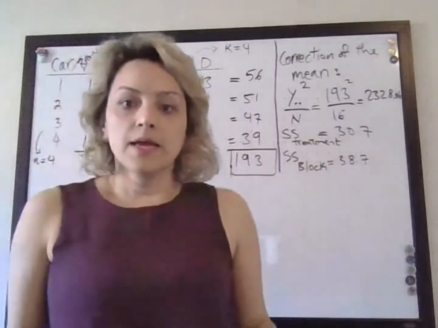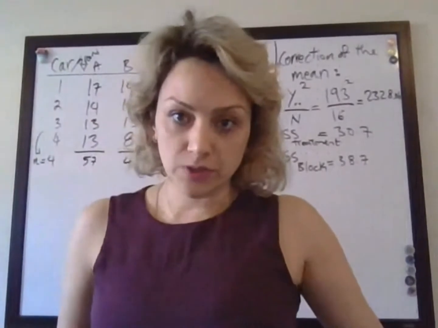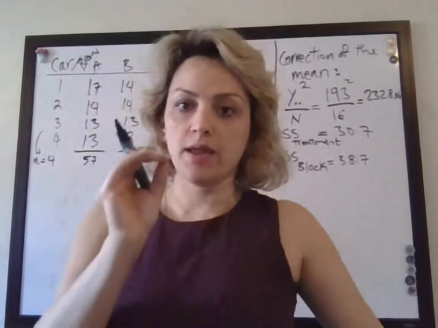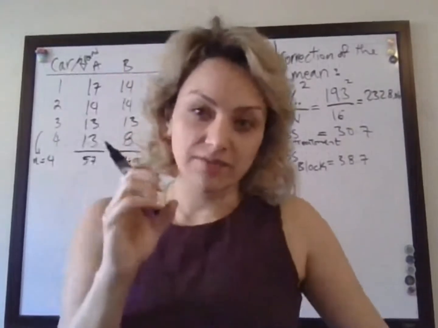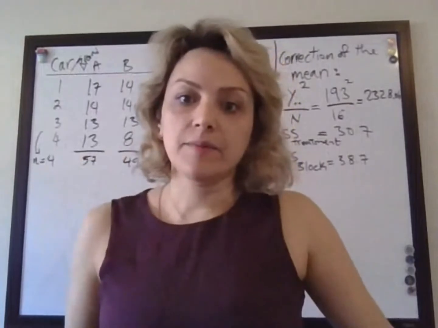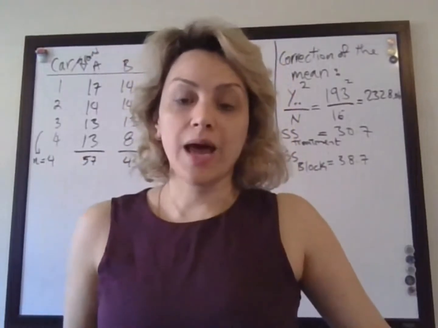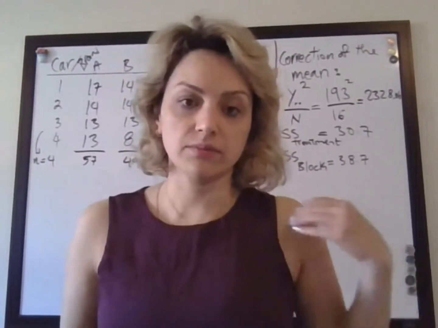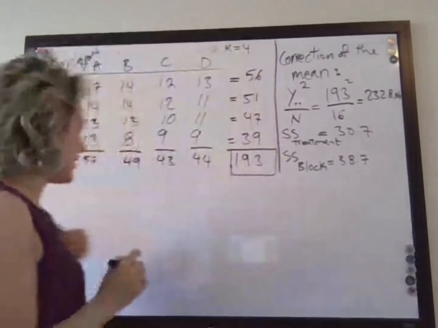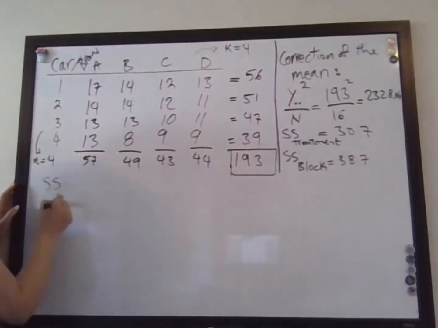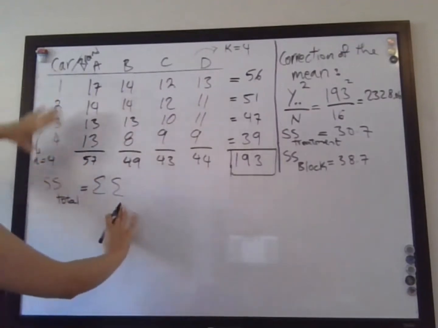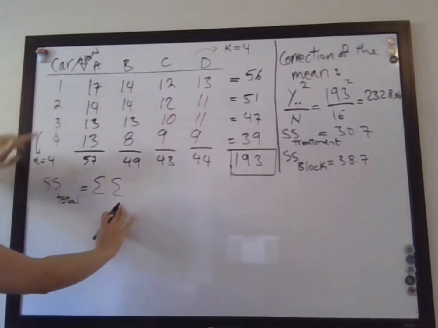And so for the sum of squares of the total, you can see that here is sigma, y, all the observations that we have, squared, and minus the correction of the mean. So if I want to write down the total sum of squares, I would write it down here like this. Sum of squares of the total is going to be equal to sigma. I would say sigma because we have it for the n, right? And we have it for k.